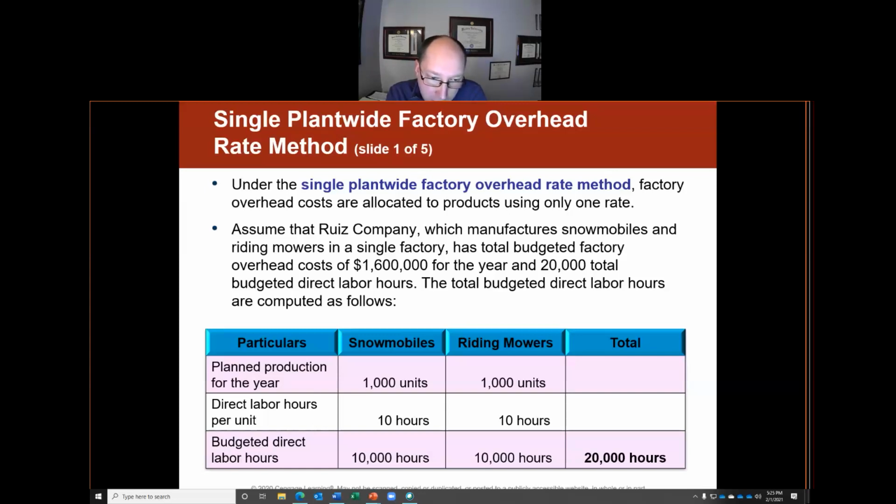How do we get 10,000 hours? Simple. You take the number of units times the number of hours per unit. So 1,000 times 10 is 10,000. We add up the two together to get the total budgeted labor hours to get to 20,000 hours that we plan to use.